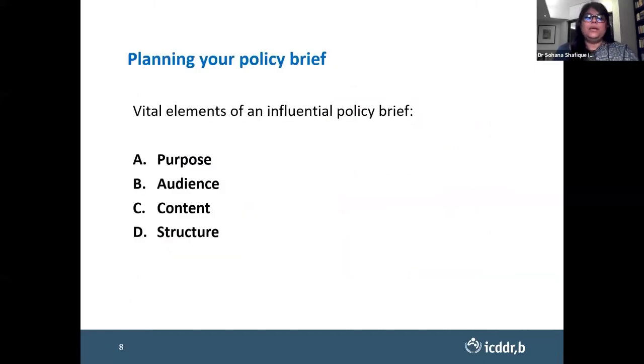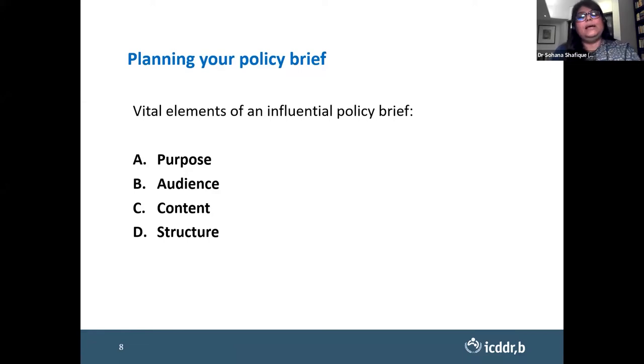So first, you have to plan your policy brief. And of course, for any kind of activity, planning gives you the best results, the best outputs. So planning is key for writing a policy brief. There are some vital elements of an influential policy brief. I'd like to highlight the word influential, because not all policy briefs end up changing policies. So if you would like to write an influential policy brief, we need to keep these few points in mind.